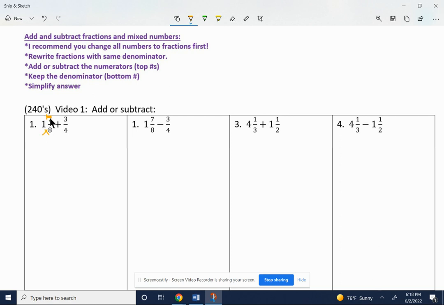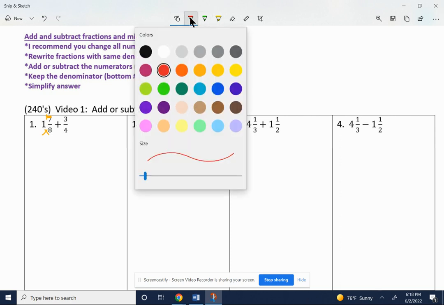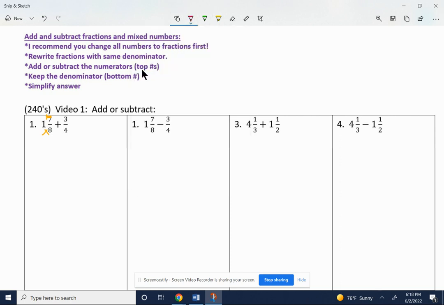Some of you guys used backward C. Some of you guys did multiply, add, drag. But I'm going to just multiply the 1 and the 8 and add the 7. 1 times 8 is 8. Add 7, you get 15. So 15/8 plus 3/4. They're both fractions.